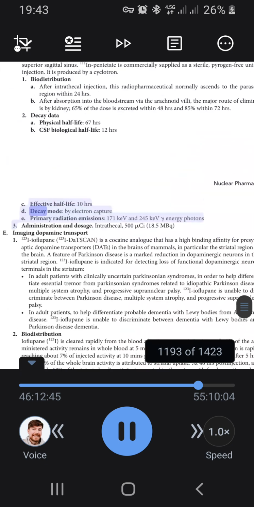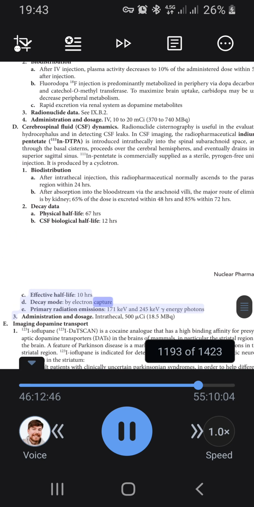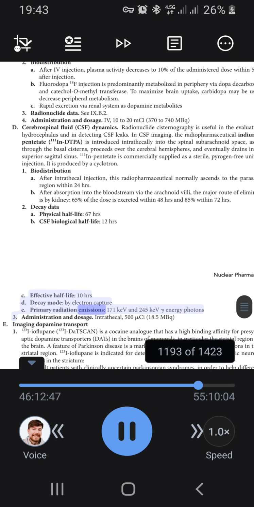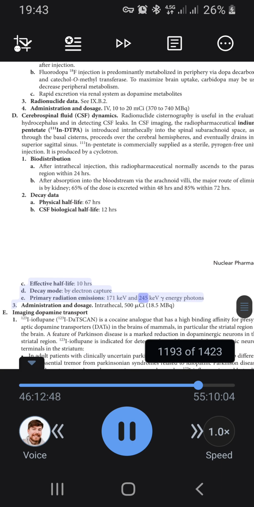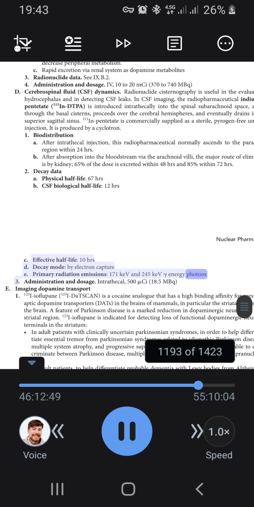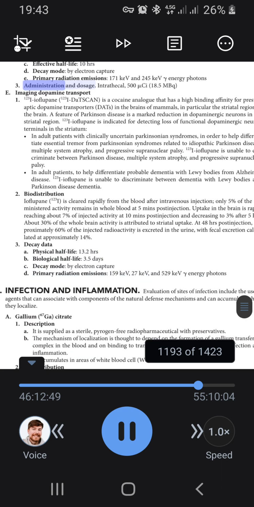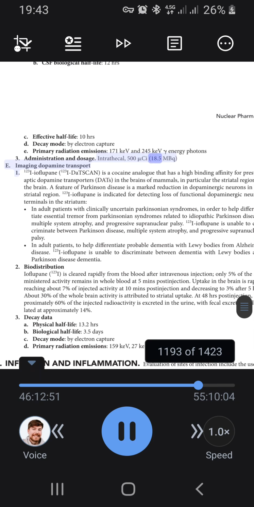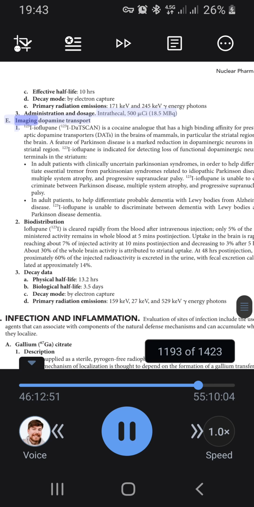D. Decay mode, by electron capture. E. Primary radiation emissions, 171 keV and 245 keV gamma energy photons. 3. Administration and dosage. Intrathecal, 500 µCi, 18.5 MBq.